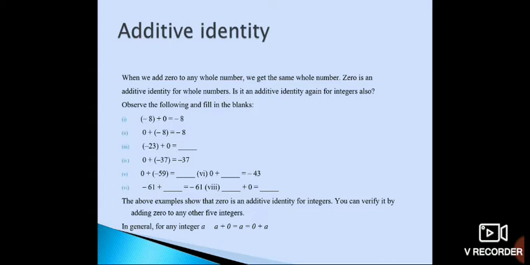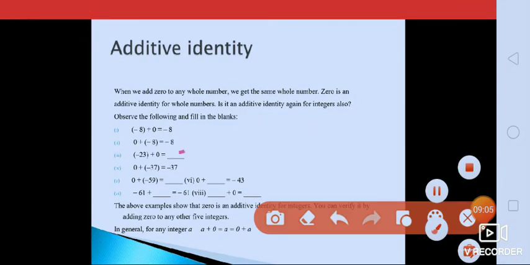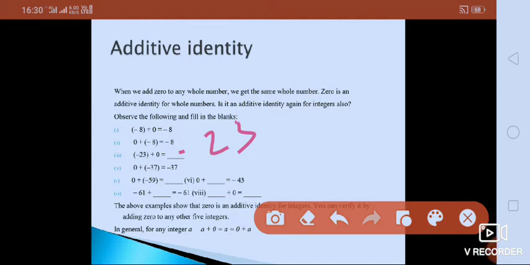Here I filled some. Minus 8 plus 0 is equal to minus 8. When 0 is added to minus 8, the answer will be minus 8. Next, 0 plus minus 8, again it is minus 8. Next, minus 23 plus 0, the answer will be minus 23. Next, 0 plus minus 37, again the result is minus 37. 0 plus minus 59 is again minus 59.